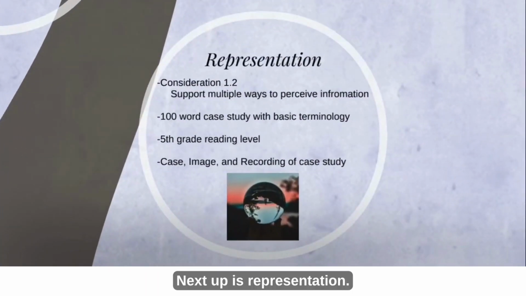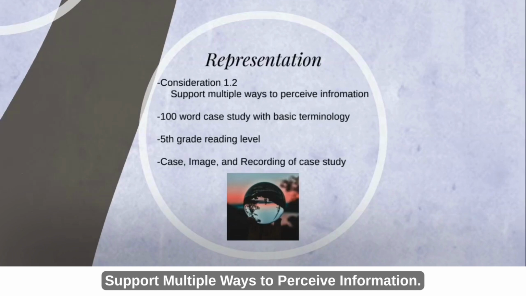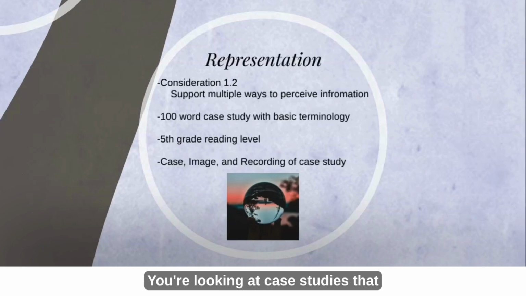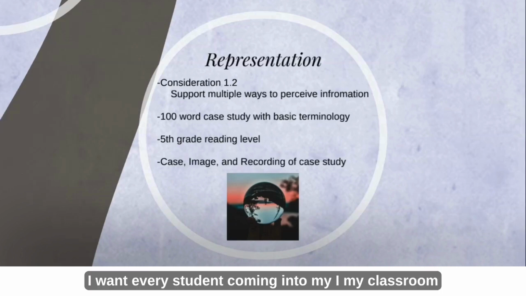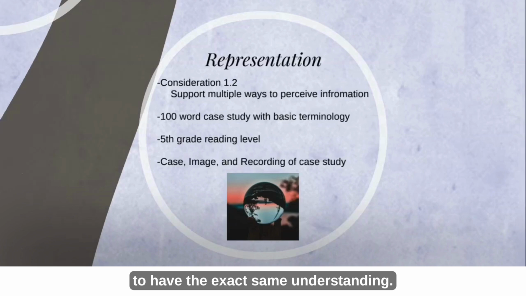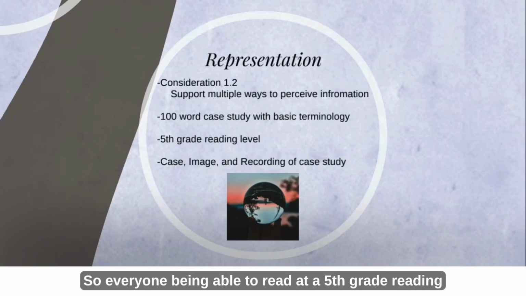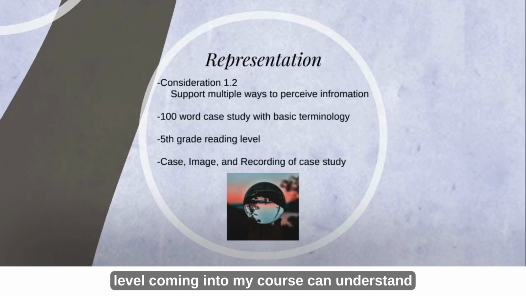Next up is representation. I use consideration 1.2, support multiple ways to perceive information. There's a couple things that I do here. I shorten the length of those case studies. You're looking at case studies that are 100 words or less and all very basic terminology. I'm talking 5th grade reading level. I want every student coming into my classroom to have the exact same understanding, no matter what it may be. So everyone being able to read at a 5th grade reading level coming into my course can understand and read this case study.